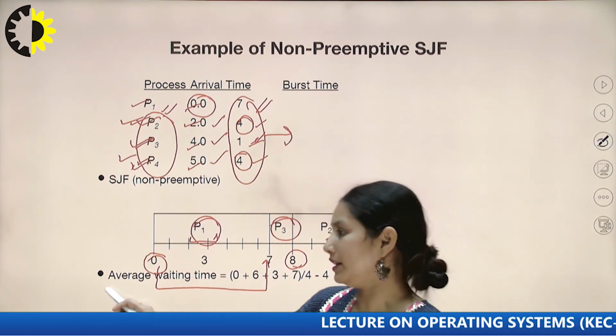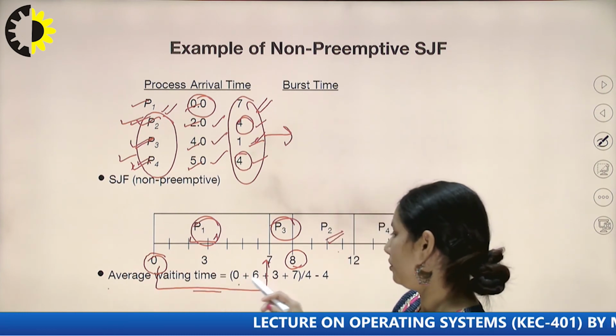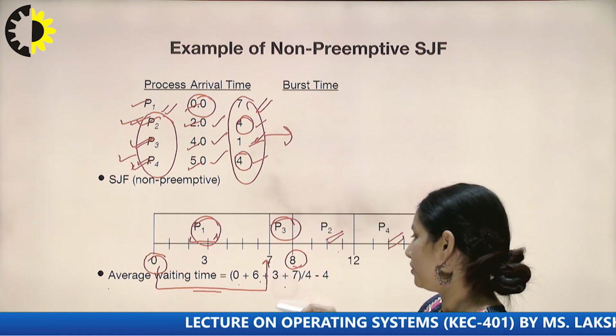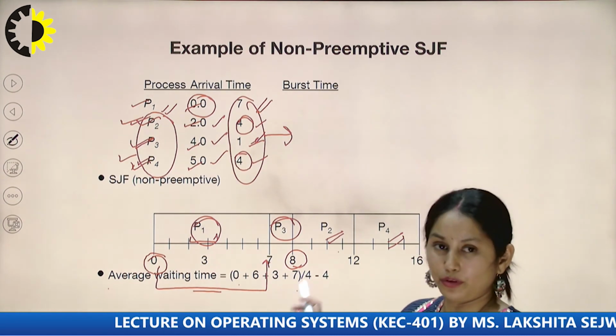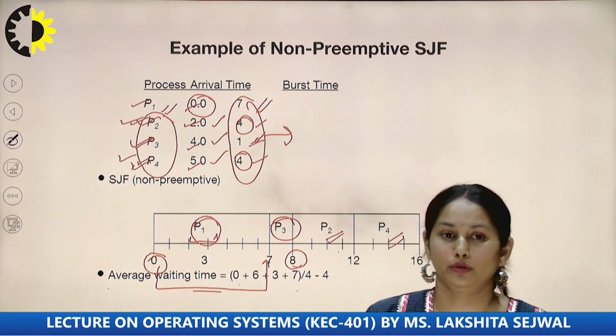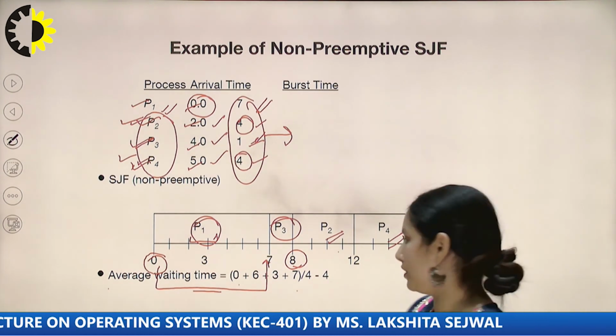Now if you calculate the average waiting time, that is 0 plus 6 plus 3 plus 7 divided by 4, which equals 4. So here the average waiting time will be 4.